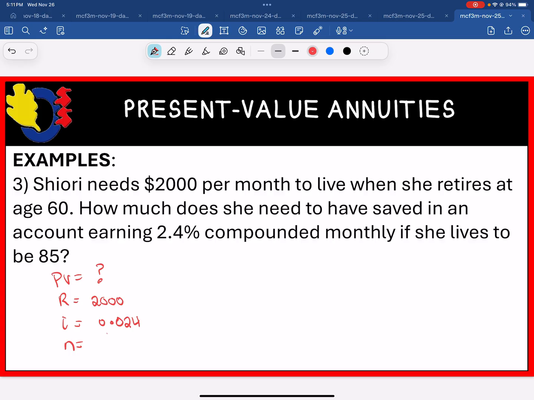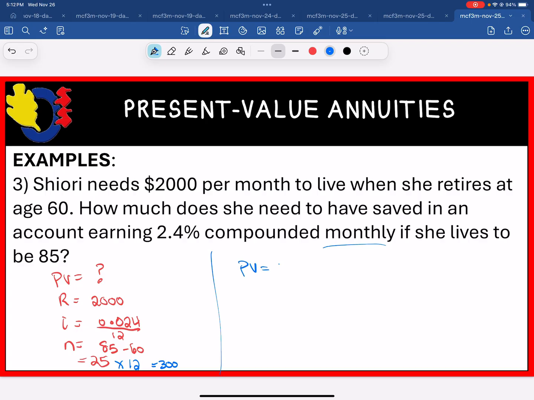0.024, this time compounded monthly, so divided by 12. And 85 minus 60 is 25 years. But because it's compounded monthly, we still have to multiply that by 12. And that's going to give us 300 payments.